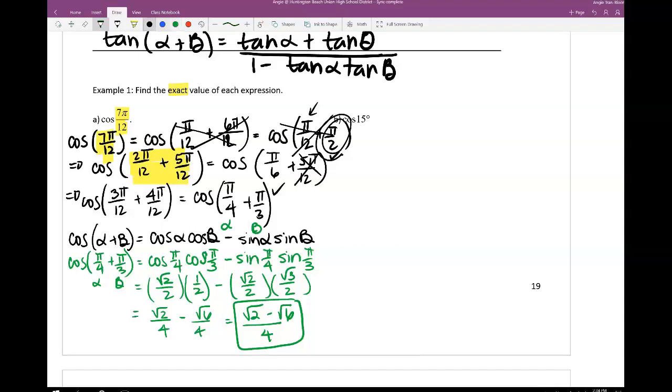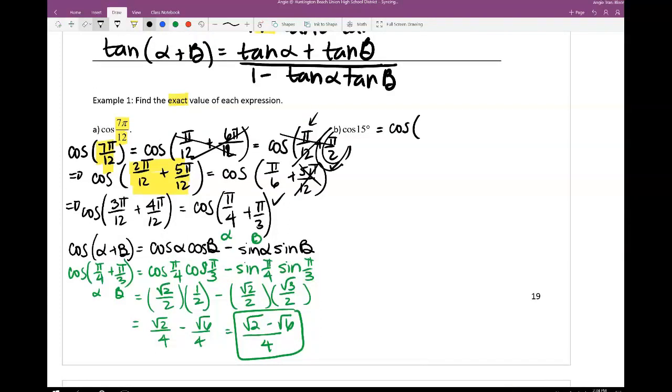All right, let's try the other one. Now you have cosine of 15 degrees. And yes, we can mix between degrees and radians in these ones, okay? You can do a lot of different things. You can subtract, you can add. The easiest for me to use is cosine of 60 degrees take away 45 degrees. I can also do cosine of 45 degrees take away 30 degrees. And I can do a bunch of different ones, like 135 take away 120, right? So all of those will work.